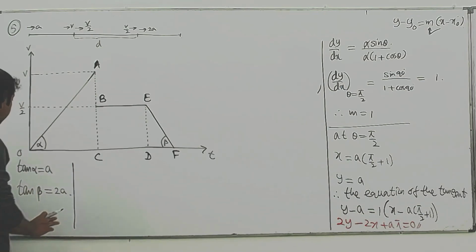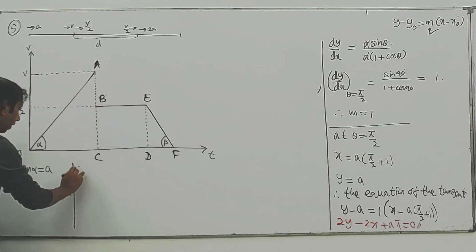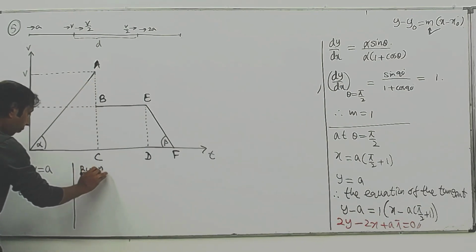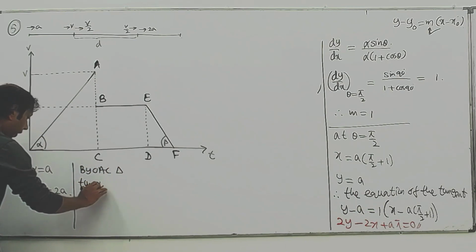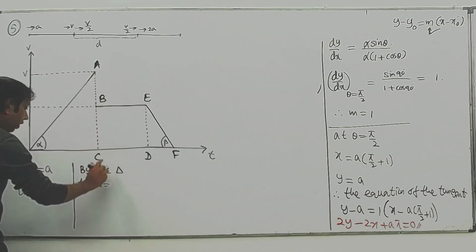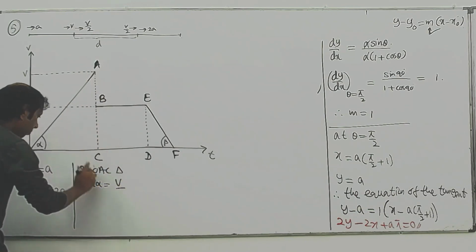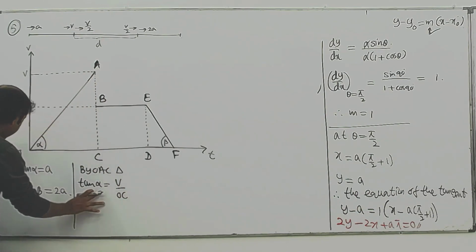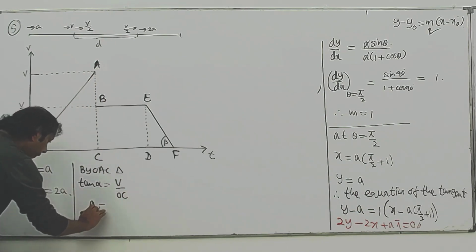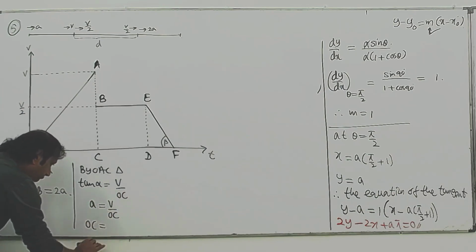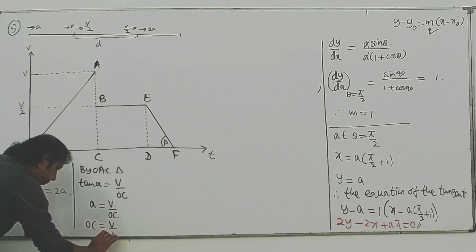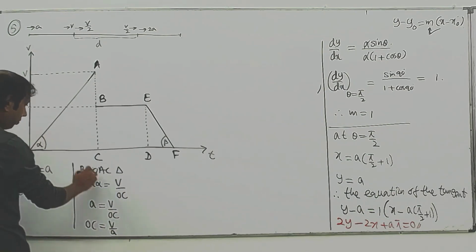First, I write this using the OAC triangle. Tan alpha is this v divided by this time OC. Tan alpha is a. So a equals v over OC. Then making OC the subject, OC equals v over a. Right, then this time is okay.